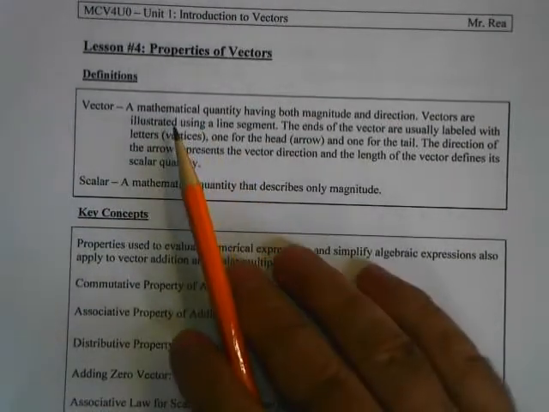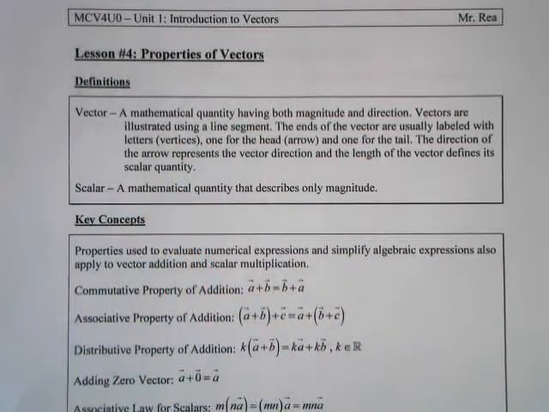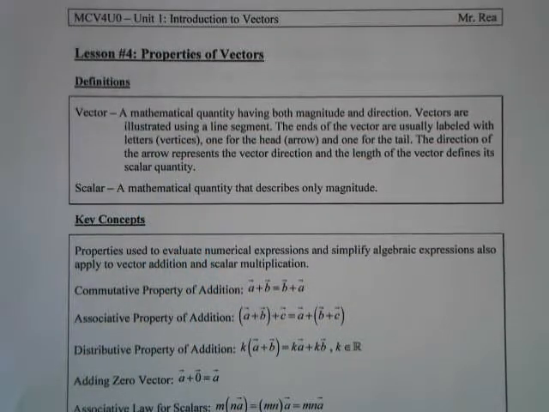So we've got our definitions here, vectors and scalars. Remember, a vector has magnitude and direction, where a scalar just has magnitude. And we can multiply a scalar with a vector. We can add and subtract vectors, and then we can combine those operations together.